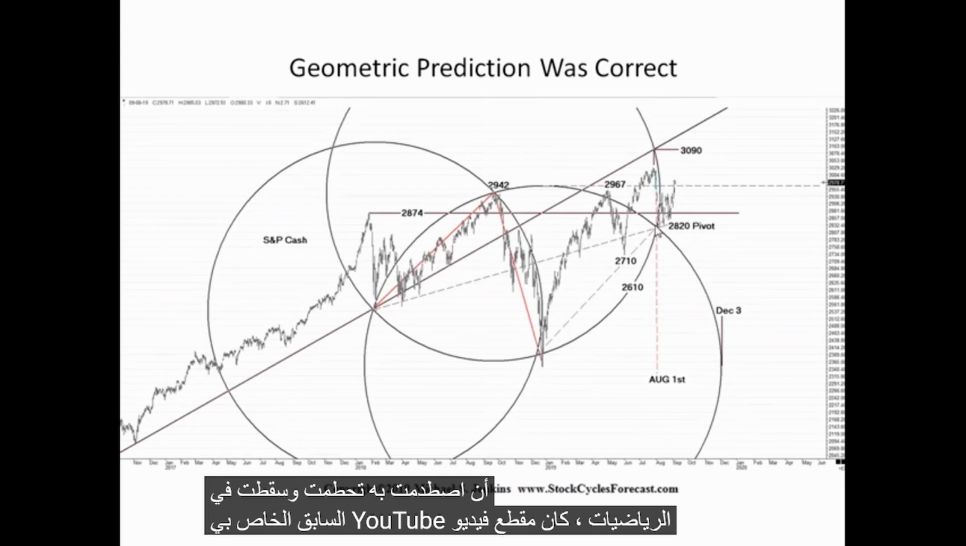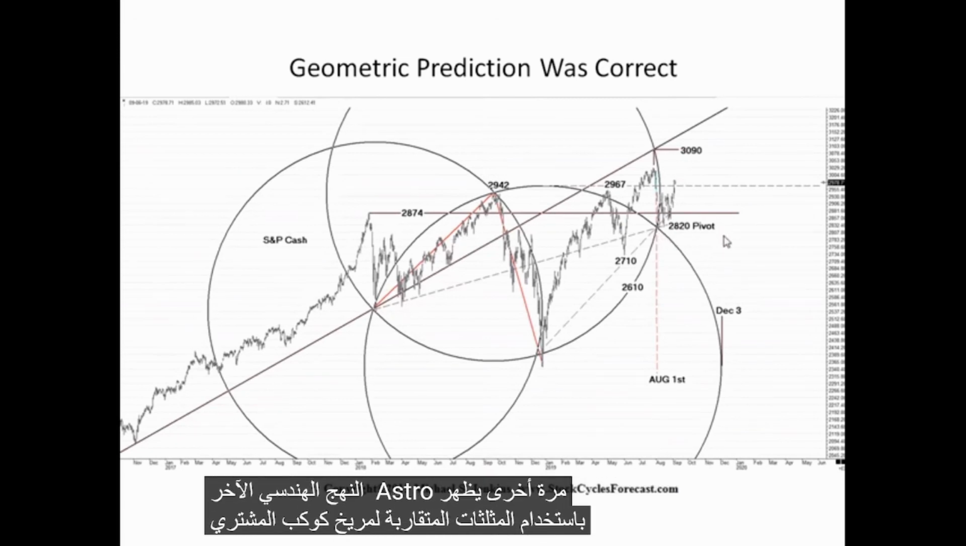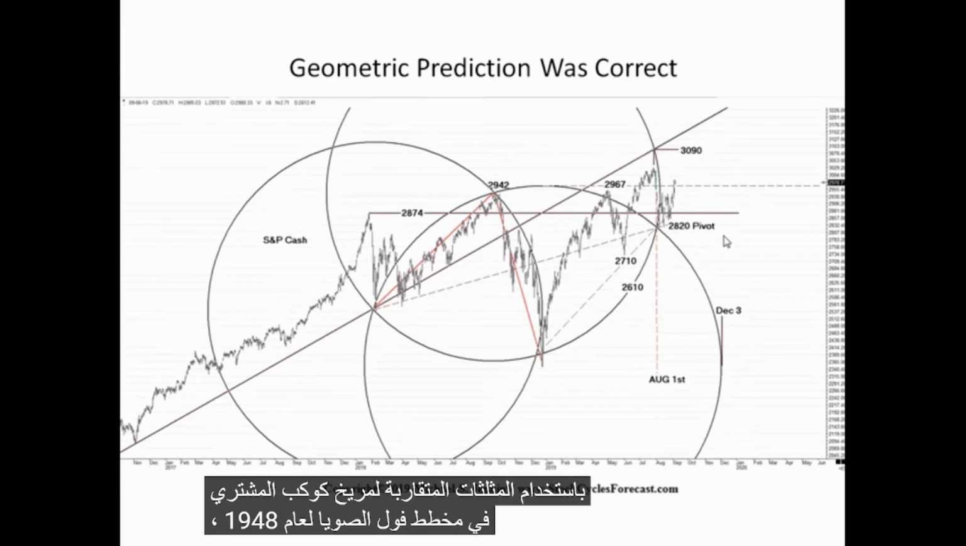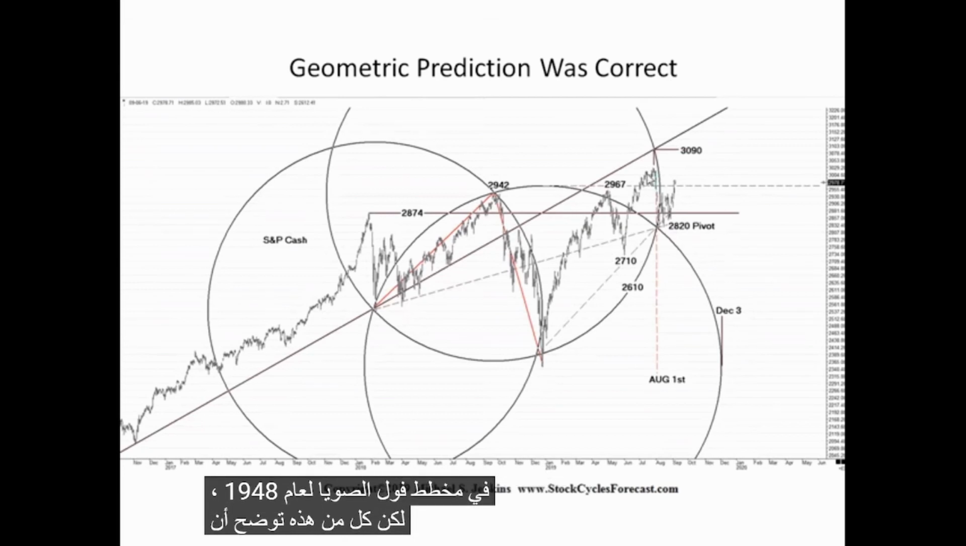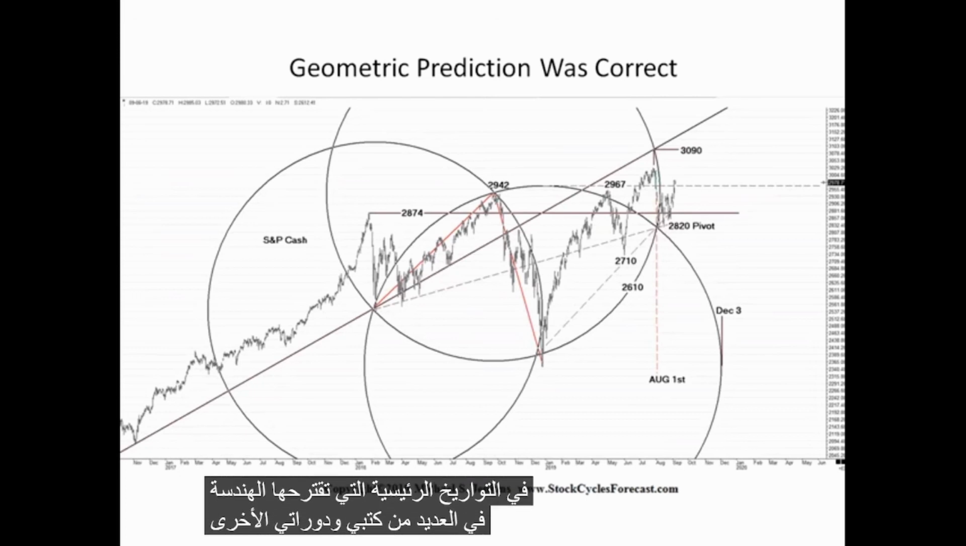My previous YouTube video again, Astro, shows another geometric approach using the Mars-Jupiter converging triangles in the 1948 soybean chart. But each of these shows that the prices themselves will translate into the angles or longitude of the planets on the key dates that the geometry suggests.